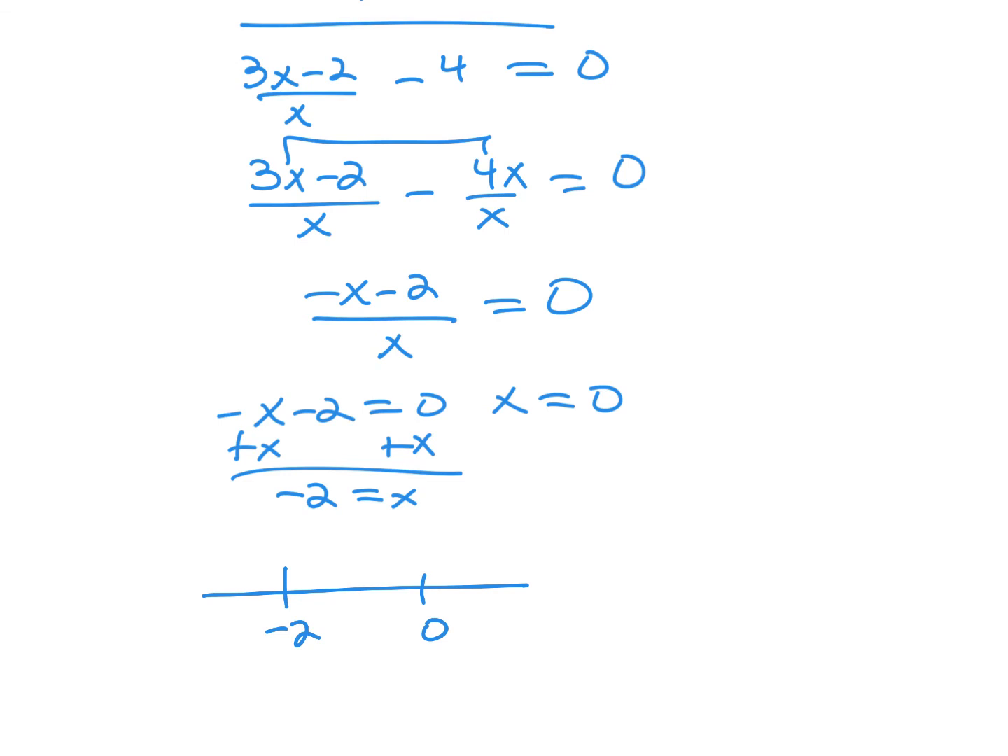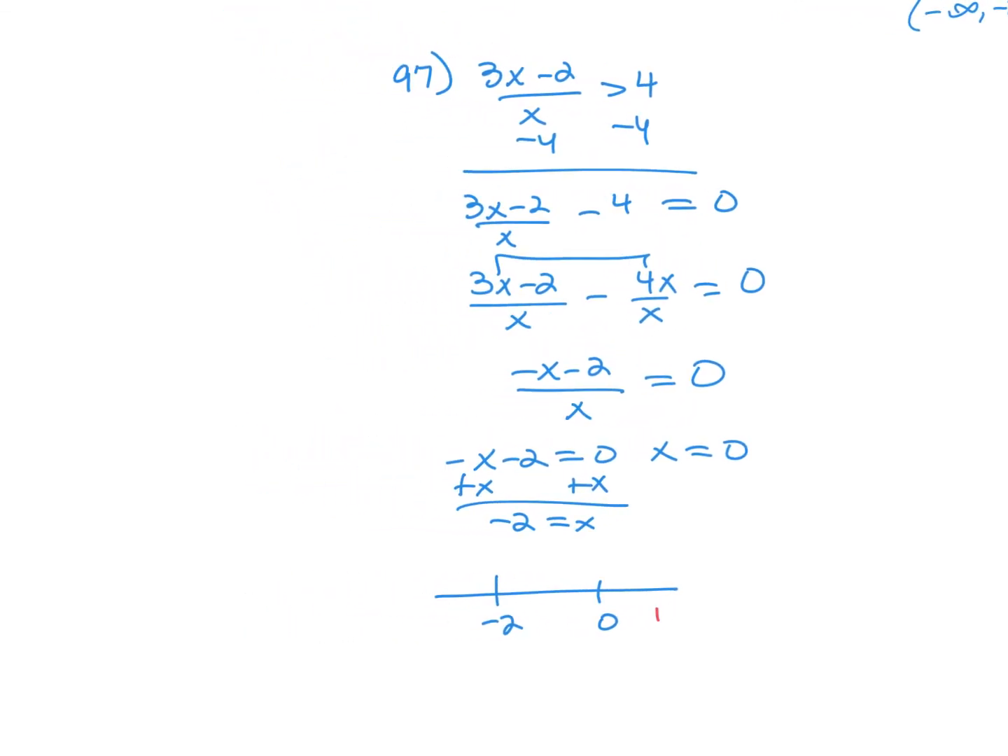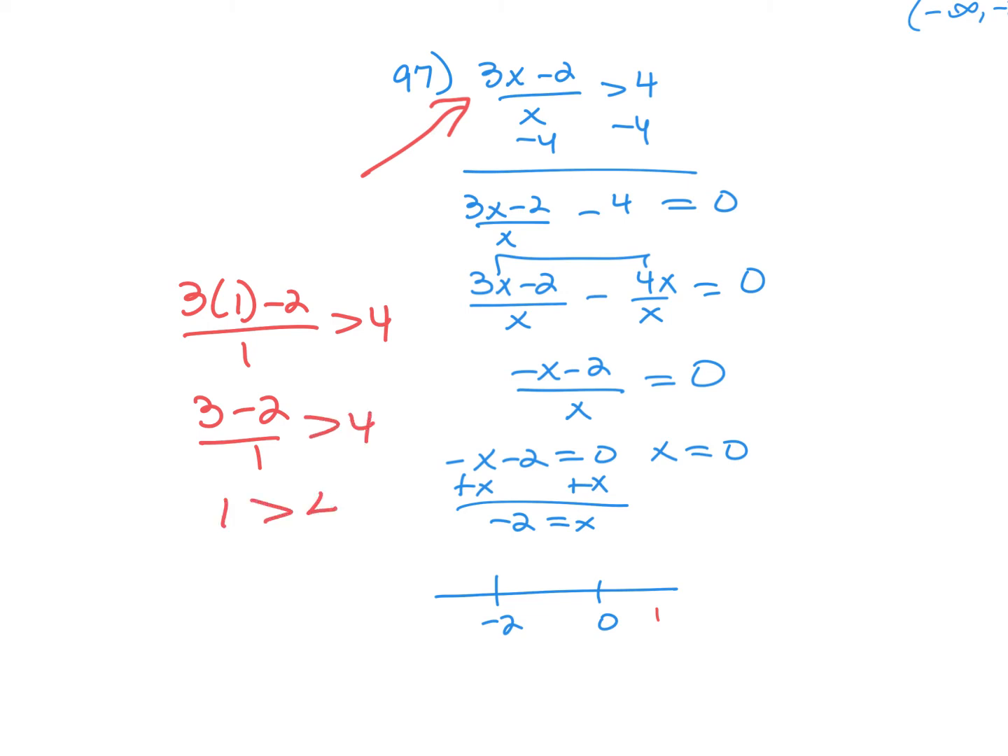And again, this time I can't use 0. I'll go ahead and plug in 1. 1's located over here. So let me go back to my original, and my original is right here. So 3 times 1 minus 2 over 1 greater than 4. 3 minus 2 over 1. 3 minus 2 is 1. 1 divided by 1 is 1. This is a false statement. So over here where 1 is located gets an x. Check x. So the final answer is -2, 0.